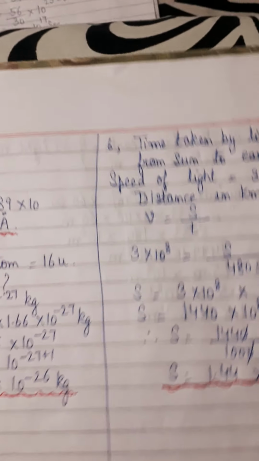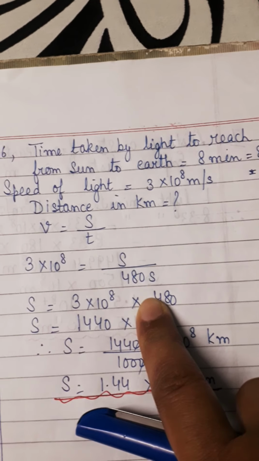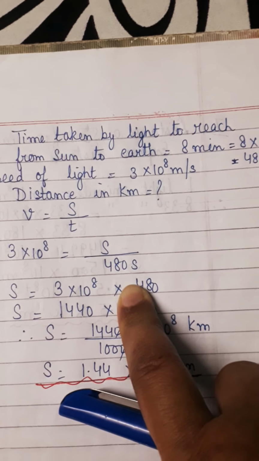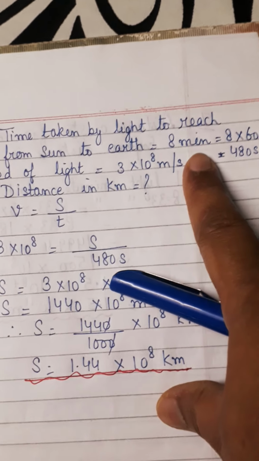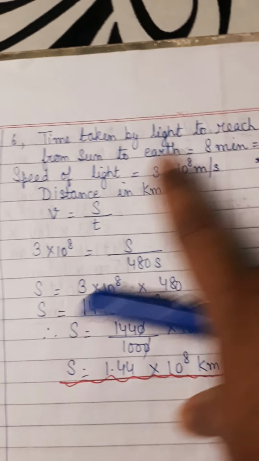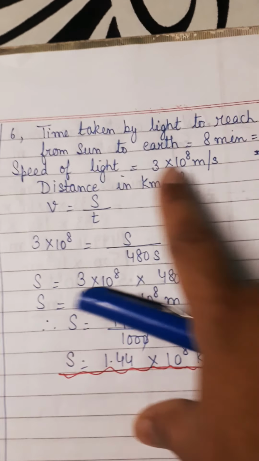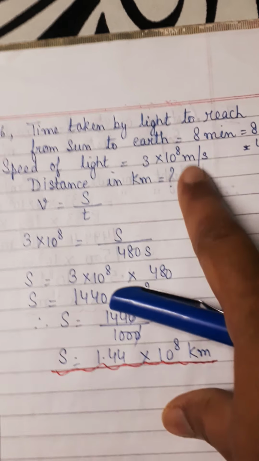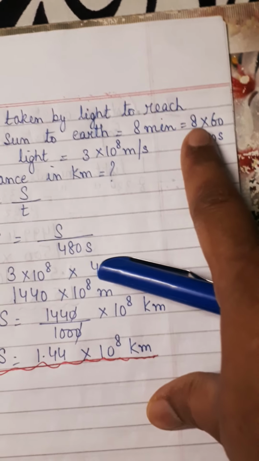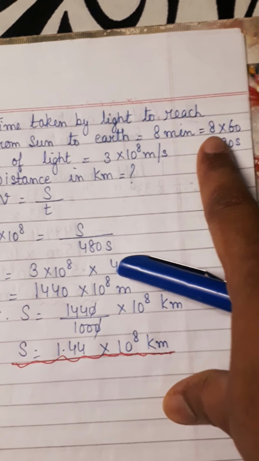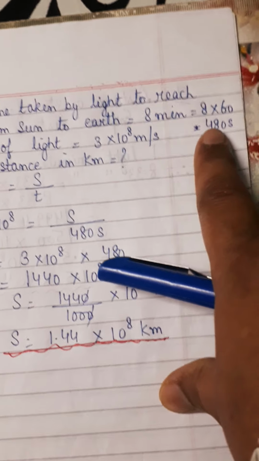Fine, children. Now let's move on to the sixth numerical problem. In the sixth numerical problem, it has been given to you that the time taken by light to reach from the sun to the earth is 8 minutes. The speed of light is given to be 3 into 10 to the power 8 meters per second. You can see this is meter per second and this is minute. This has to be in the same unit, so the minute needs to be changed to second. That's why I multiply it by 60. 1 minute is 60 seconds. So I get 480 seconds.